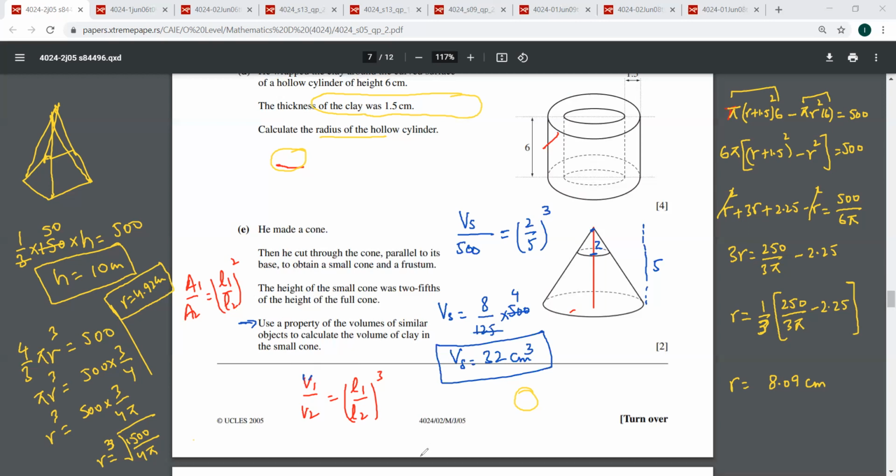Okay, so that is it for the day. I have tried to solve some of the questions from past papers to make this concept of mensuration clearer to you. Okay.